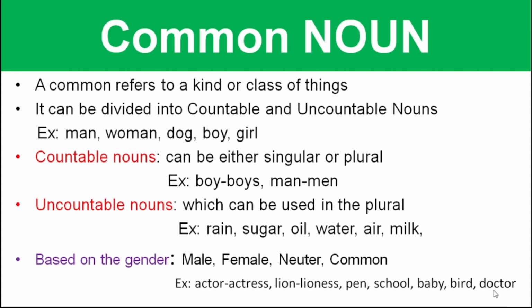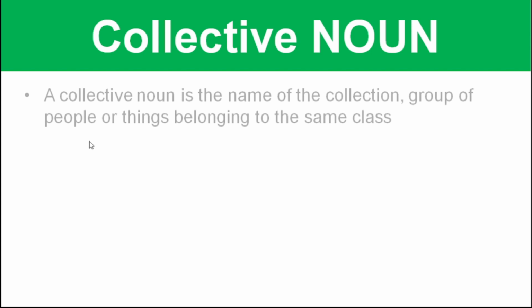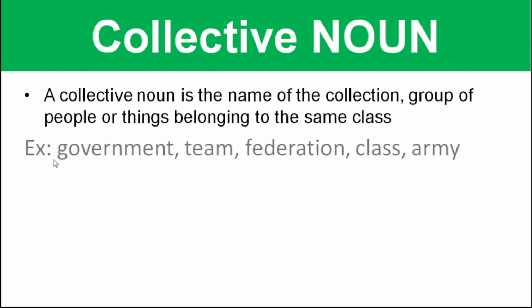Now if you look at the next one, that is collective noun. We know that the collective noun is the name of the collection or group of people or things belonging to the same class. There is no difference. They belong to the particular group and everyone is equal. Everyone is the same. Look at the examples: government, team, federation, class, army, etc. These are the examples of the collective noun.